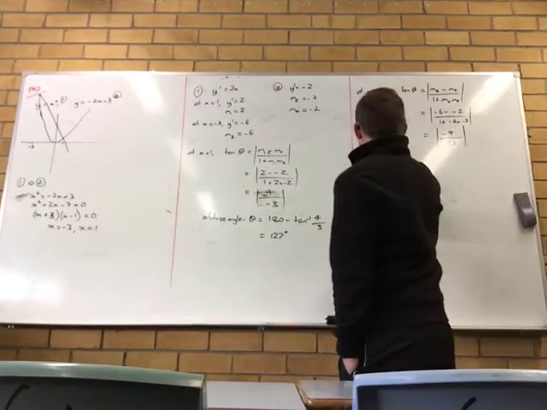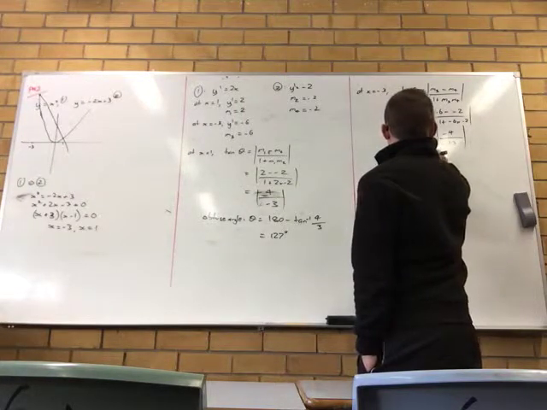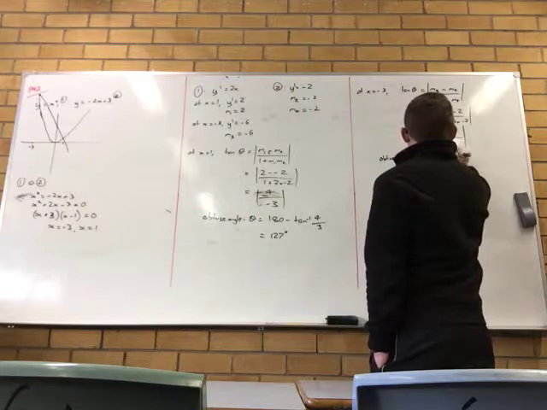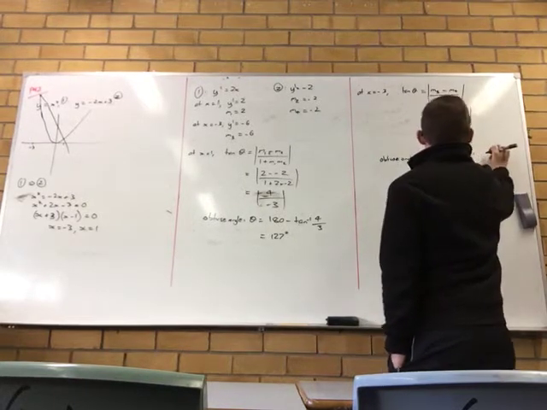So for an obtuse angle, use 180 take away tan inverse of the acute angle.